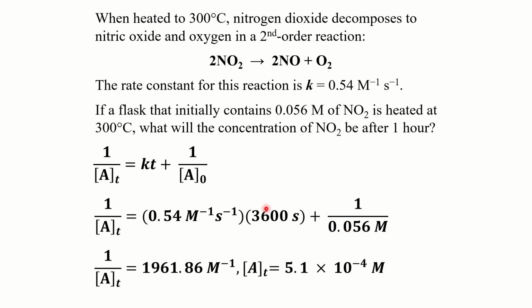If I multiply this out and solve, this times this plus this value gives me around 1961.86. So I get 1 over AT equals 1961.86 M^-1, molar to the -1 power is the unit. And then if I just invert both sides, so I take 1 over this value, I get AT equals 5.1 times 10 to the -4th molar. And this is the correct answer for this problem.